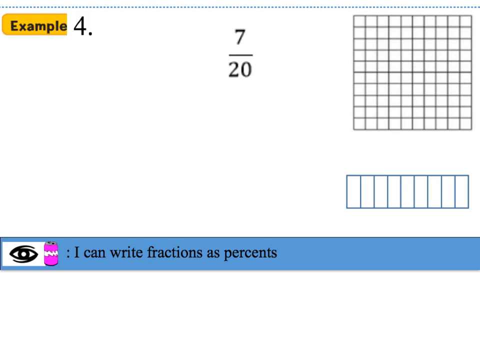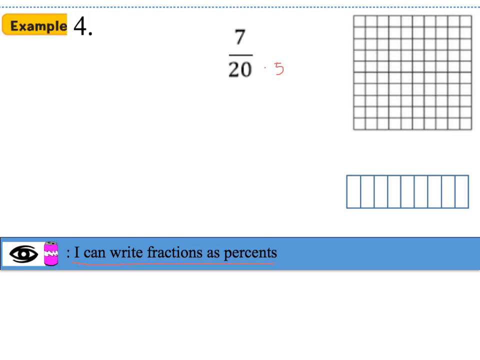Okay, so for example 4, our learning objective changes, and now they're asking us to write fractions as percents. So they're giving us the fraction 7 over 20. I know that I can make my bottom number into a 100 because percents are ratios being compared to 100. So I can make 20 look like 100 by multiplying it by 5.